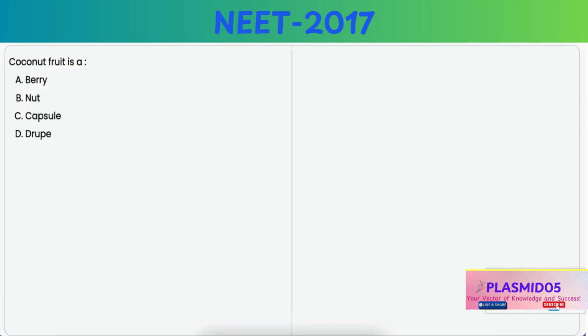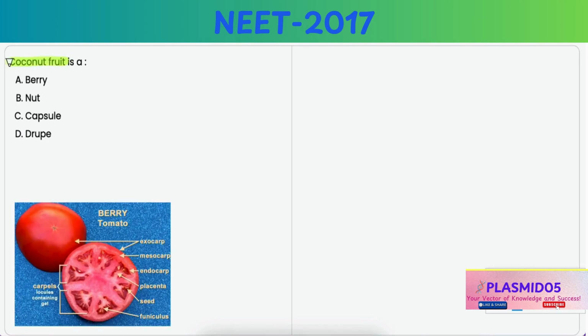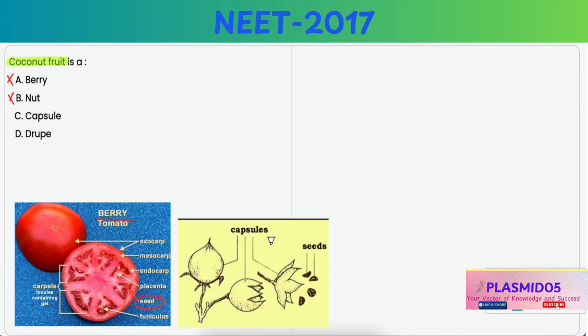In this question, you have to identify what type of fruit is coconut. Option A, berry. It is incorrect because a berry has a fleshy pericarp with the seeds embedded within, like grapes, then tomatoes. But coconut is not such type of fruit. Option B, nut. It is also incorrect because a nut is a one-seeded fruit which cannot be split open. Option C, capsule. It is also incorrect because a capsule is a dry fruit that splits open to release seeds, such as in cotton or in poppy. But coconut doesn't have such characteristic.